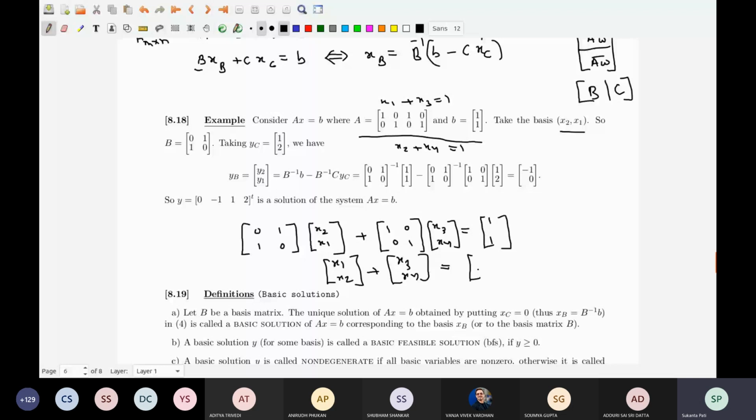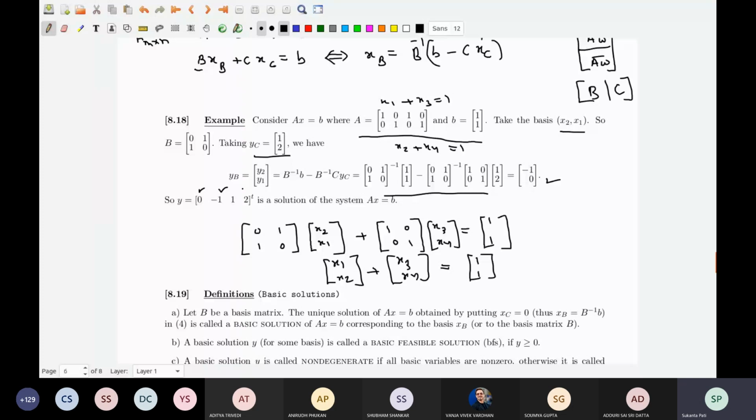Okay, so therefore if I want to get one solution y by taking yc equal to 1 2, then I compute this and get this. You just get this. So that is your y solution. So yb I got -1 0, but remember yb means y2, y1, so I wrote 0 here. This is y1, this is y2, whatever yc I took, that's the solution.